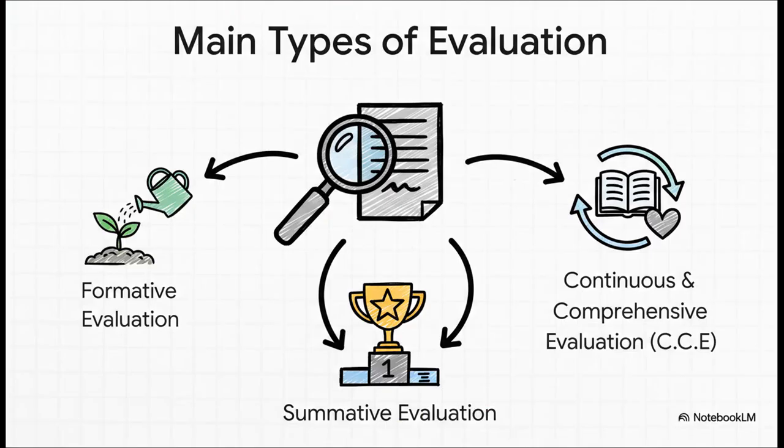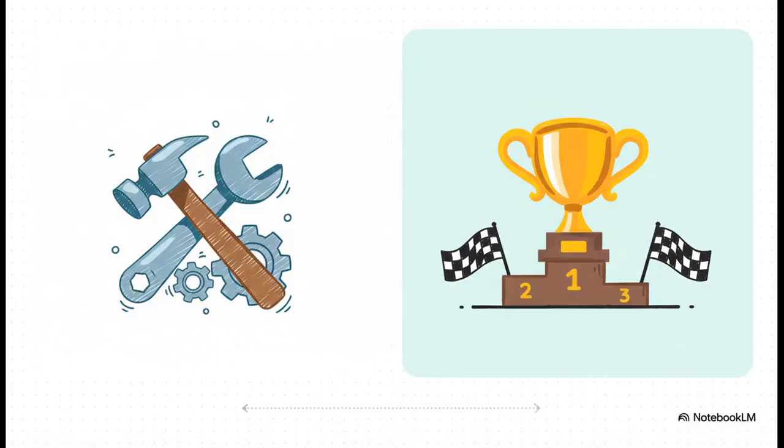Generally speaking, evaluation gets broken down into a few main types. We're going to focus on the big three here: formative, summative, and then a more holistic approach called continuous and comprehensive evaluation, or CCE for short. This is such a great way to understand these two. Think of formative evaluation as a checkup that happens during the learning process. It's all about giving ongoing feedback in a supportive way, helping students see where they are and how they can get better. It's like practice.